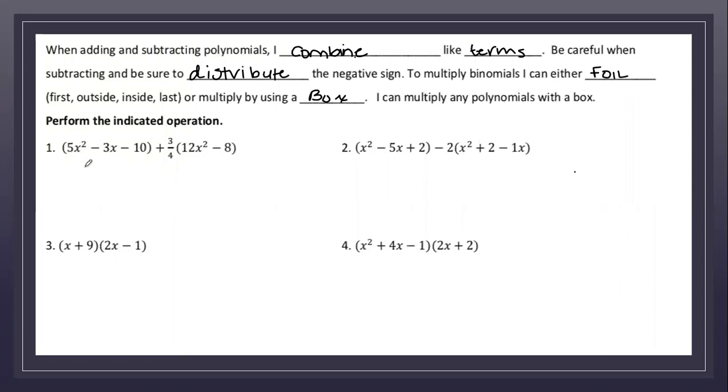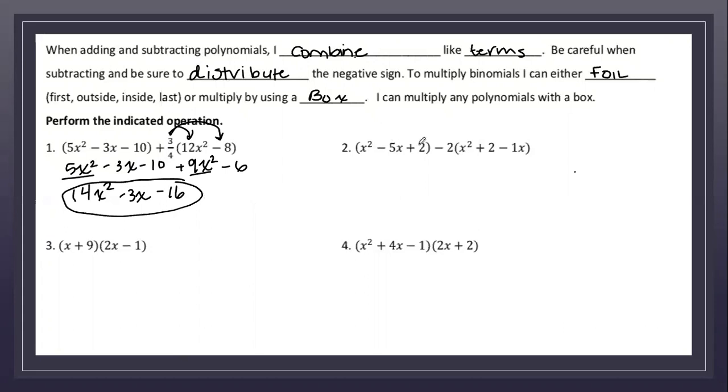So first I have 5x squared minus 3x minus 10 plus 3/4 times 12x squared minus 8. Here I need to distribute my 3/4 to each term, which gives me positive 9x squared, and 3/4 times negative 8 is minus 6. If I combine like terms, 5x squared plus 9x squared is 14x squared. I can't combine anything with my negative 3x, and negative 10 minus 6 is negative 16.